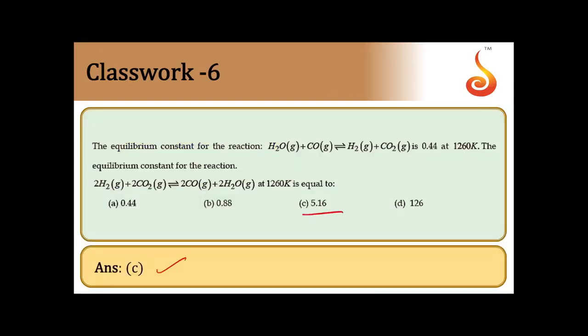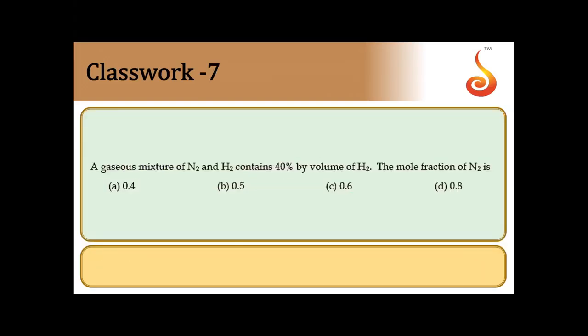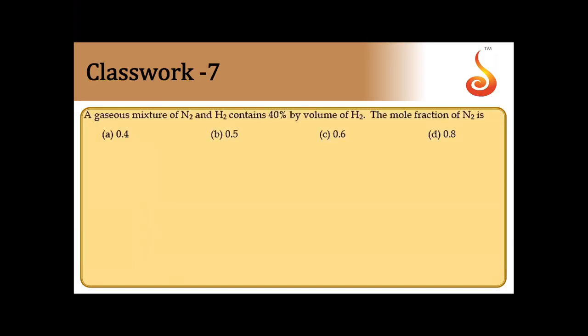Option C, 5.16. Then, a gaseous mixture of N2 and H2 contains 40% by volume of H2. The mole fraction of N2 is? So the gas has 40% volume of H2. The H2 volume percentage is given as 40%. This implies that the volume percentage of N2 must be equal to 60%.